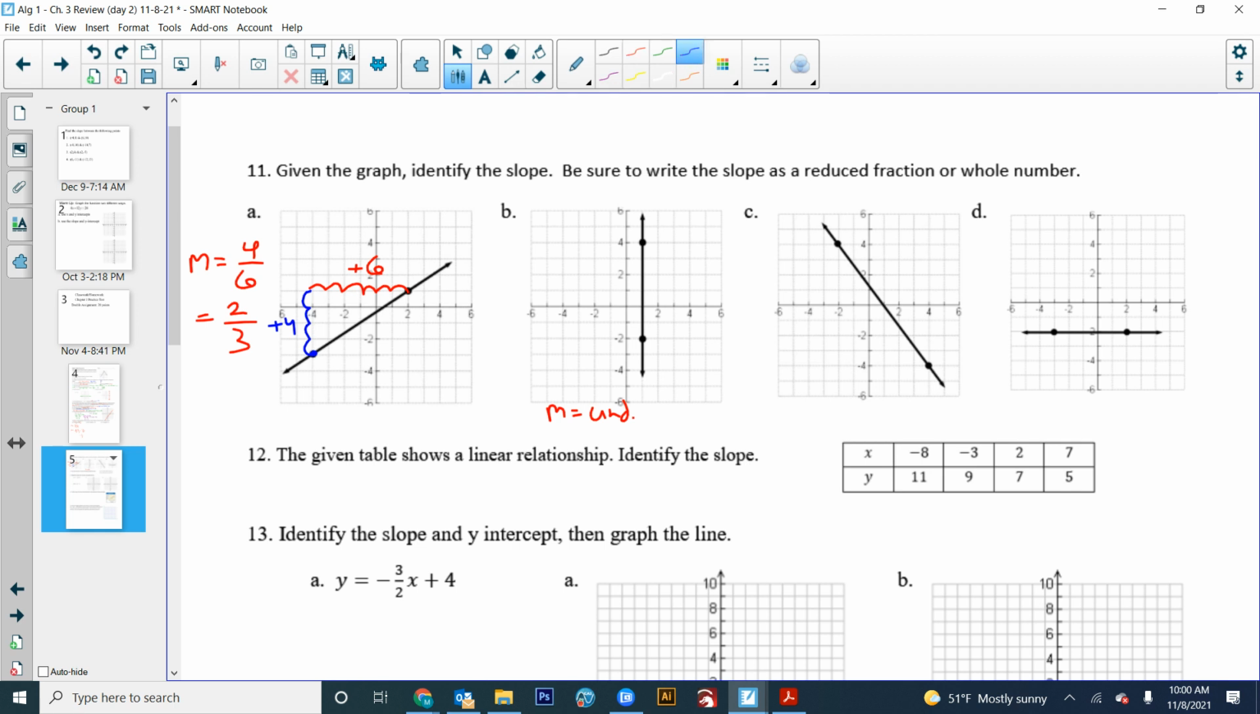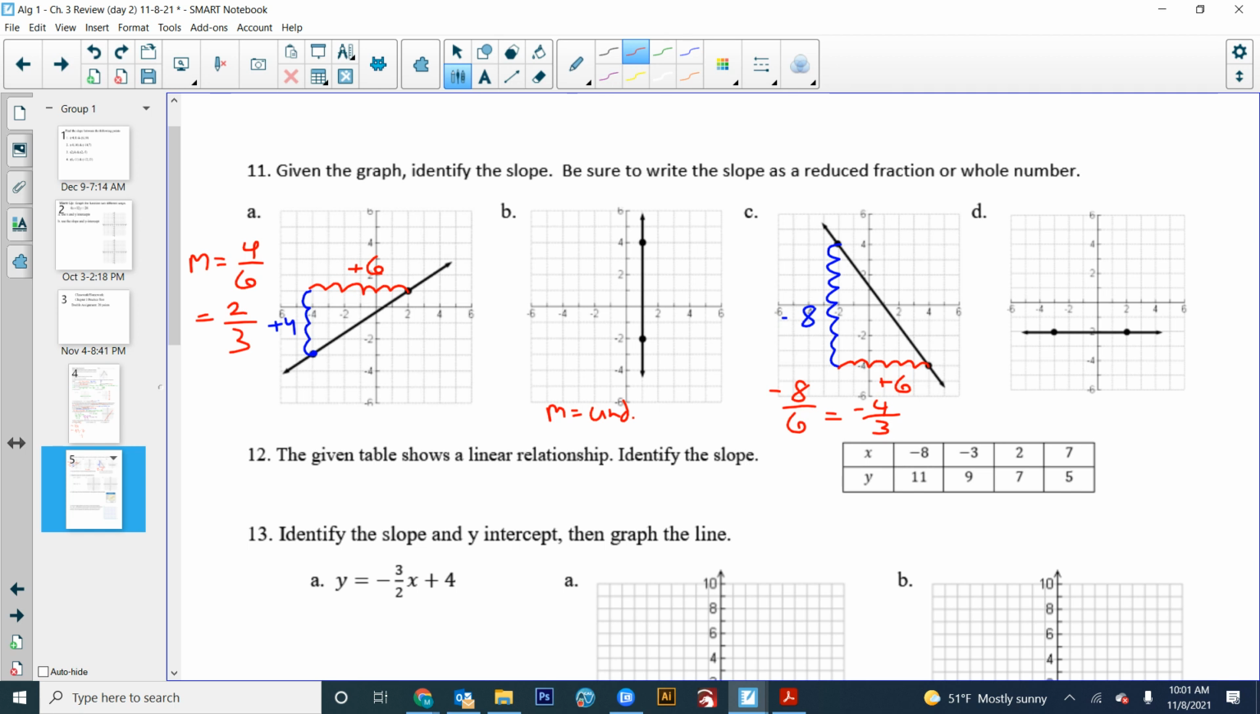Next, left to right, we go down. 1, 2, 3, 4, 5, 6, 7, 8. Down 8. Right 1, 2, 3, 4, 5, 6. Right 6. Negative 8/6 is what? Negative 4 over 3. Is it okay with reducing that?